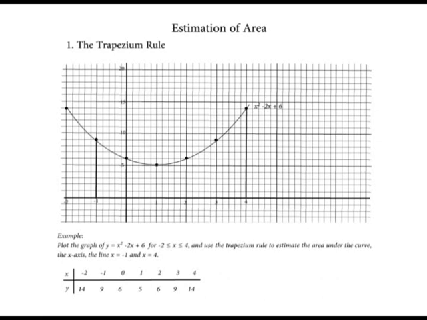We can have 5 trapezia, and so we shall have 6 ordinates. The ordinates are basically the y values in the table we have here. The width h is 1. So using the trapezium rule, area is equal to 9 plus 14, that is y1 plus y6, plus 6 plus 5 plus 6 plus 9. That gives us 11.5 plus 6 plus 5 plus 6 plus 9, giving us 37.5 square units.